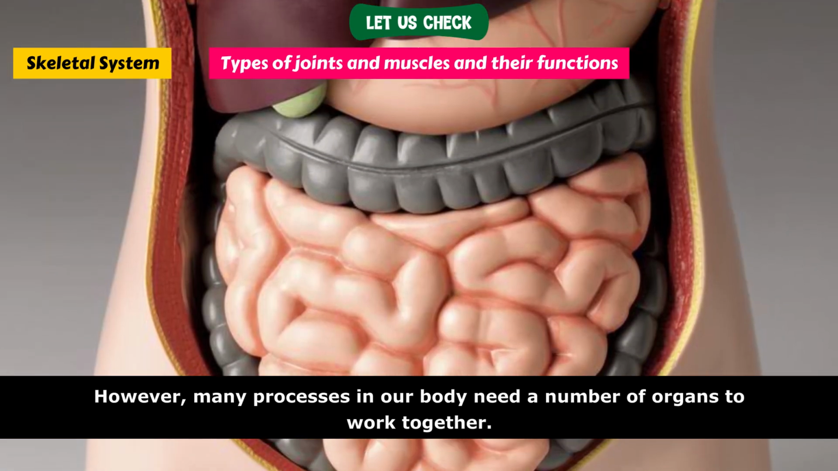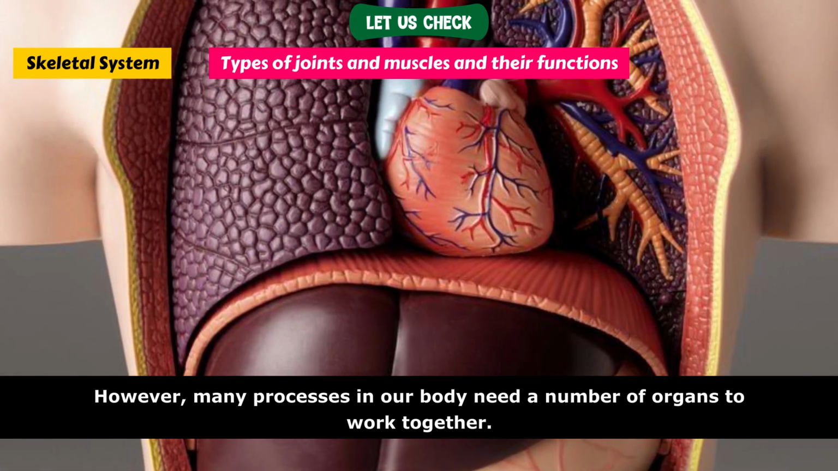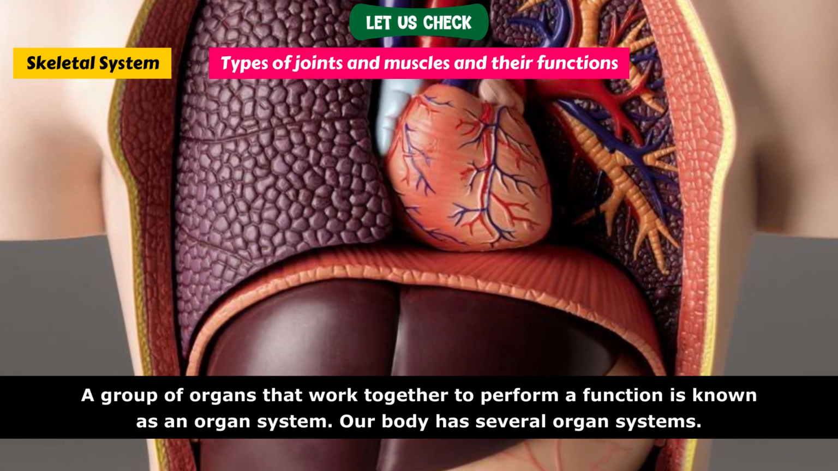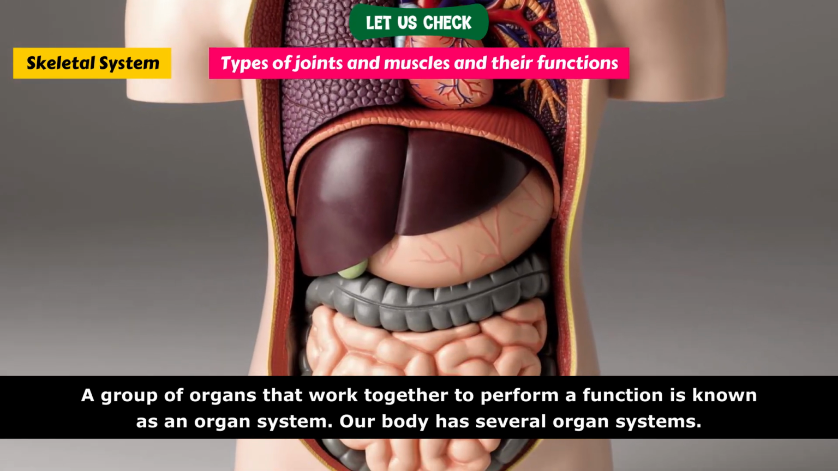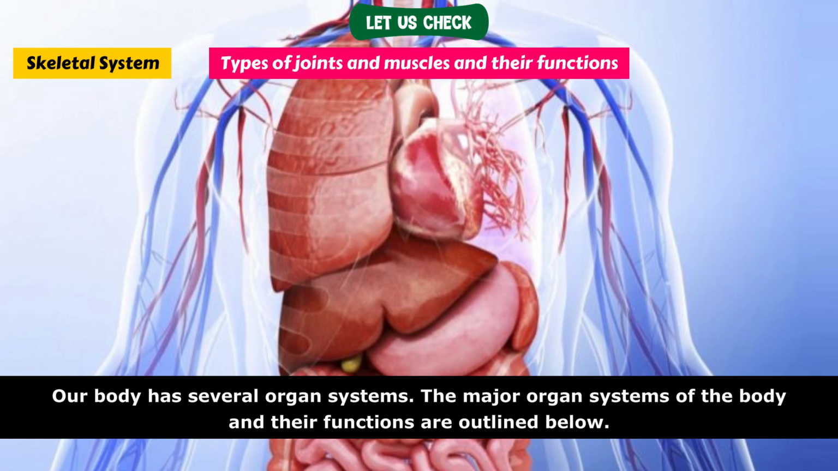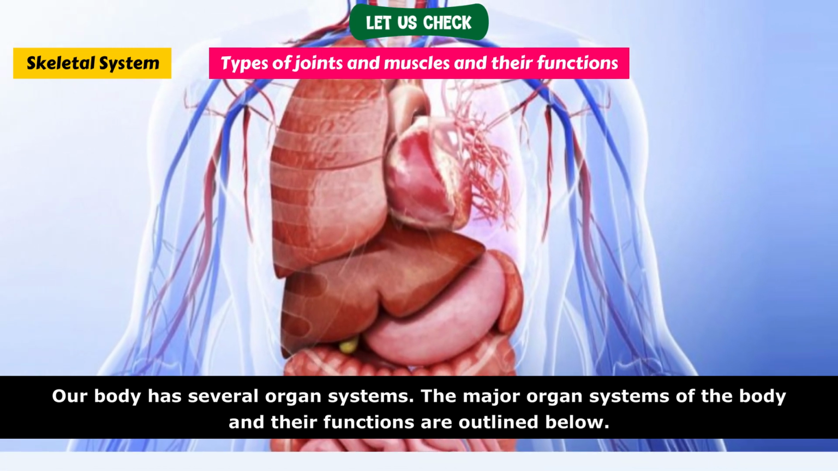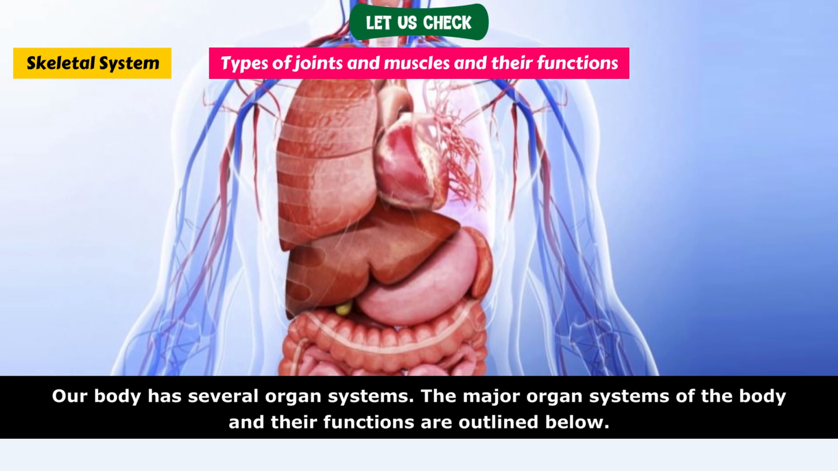However, many processes in our body need a number of organs to work together. A group of organs that work together to perform a function is known as an organ system. Our body has several organ systems. The major organ systems of the body and their functions are outlined below.